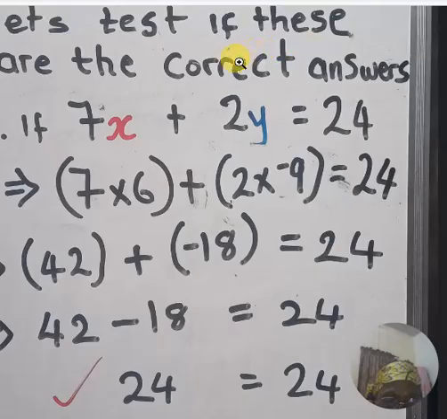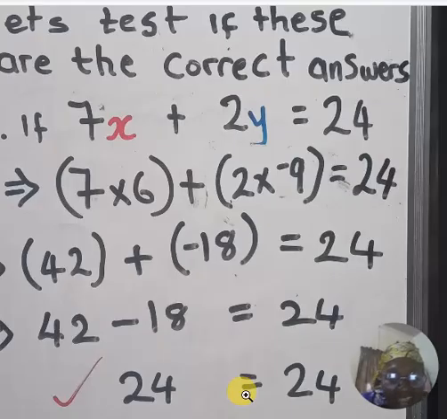So now open the brackets. We have 42 plus minus 18, and plus and minus should give us minus. So it's 42 minus 18, which is equal to 24. So we have 24 is equal to 24, which is correct. Therefore, this proves to us that what we found for x and y are correct.